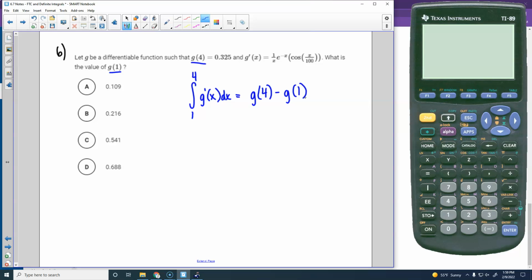Yes, it does. You want to put the bottom one first and the top one last. If you put them backwards, you'll get the wrong sign on your answer.